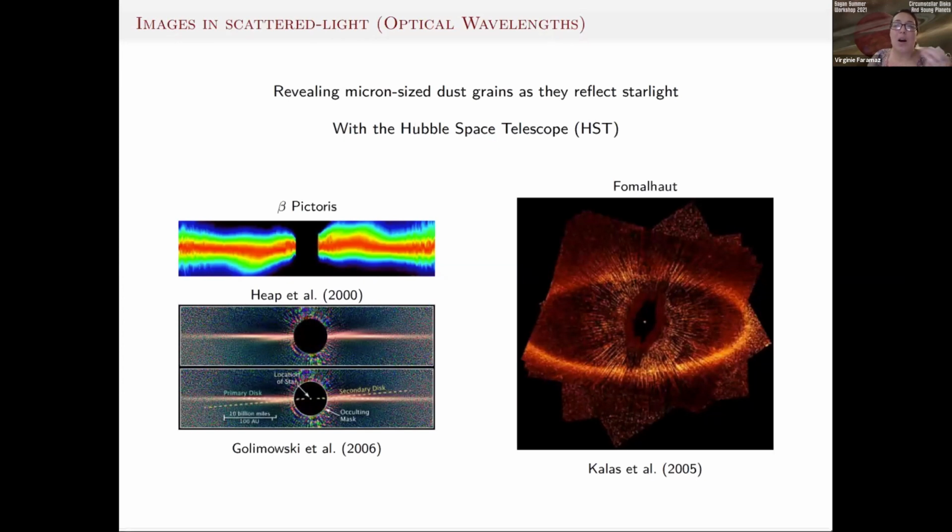And so these are exquisite images of debris disks that were taken with the Hubble Space Telescope of Beta Pictoris and Fomalhaut. Again, two of the fabulous four, the first disk that was discovered. And these ones actually are debris disks, but I will tell you about the distinction between debris disks and the rest later on.